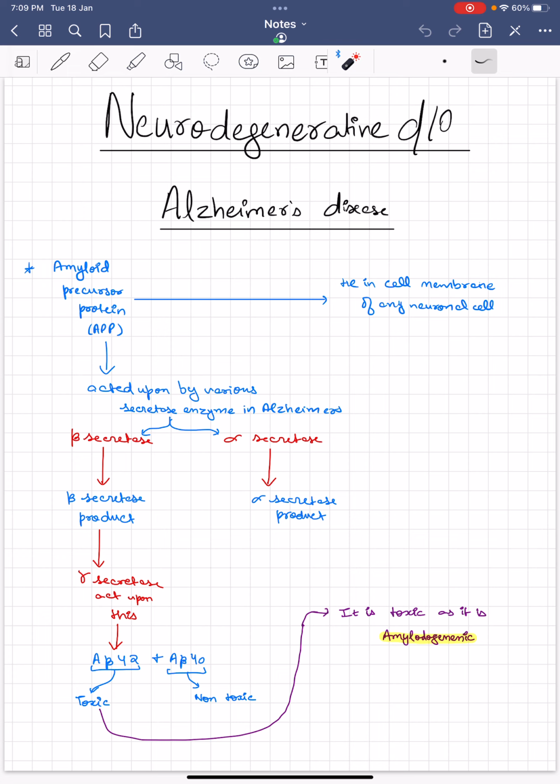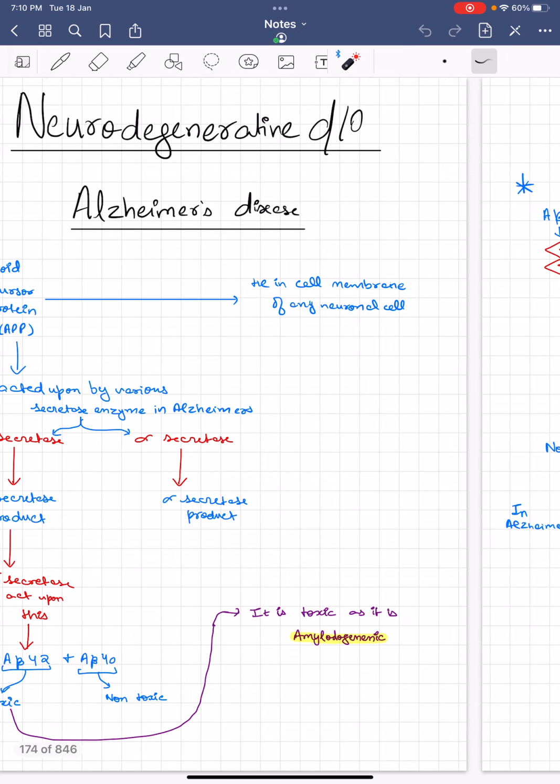The secretase enzymes are of two types, the beta secretase and the alpha secretase, and they produce their respective products, the alpha secretase product and the beta secretase product. The problem arises when the beta secretase product is further degraded by gamma secretase to produce A beta 42 and A beta 40. Out of these, A beta 40 is non-toxic while A beta 42 is toxic. It is an amyloidogenic beta pleated sheet protein.